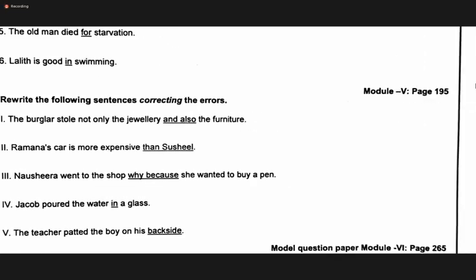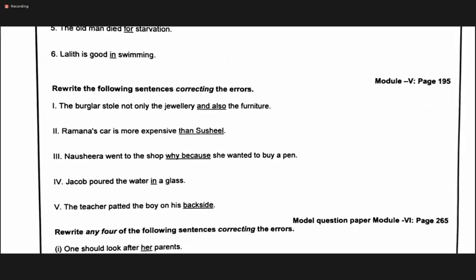Module 5, page 195. The burglar stole not only the jewelry and also the furniture. But also. Not only is followed by but also. Next, second, Ramana's car is more expensive than Sushil. Ramana's car is more expensive than Sushil's, or more expensive than that of Sushil.